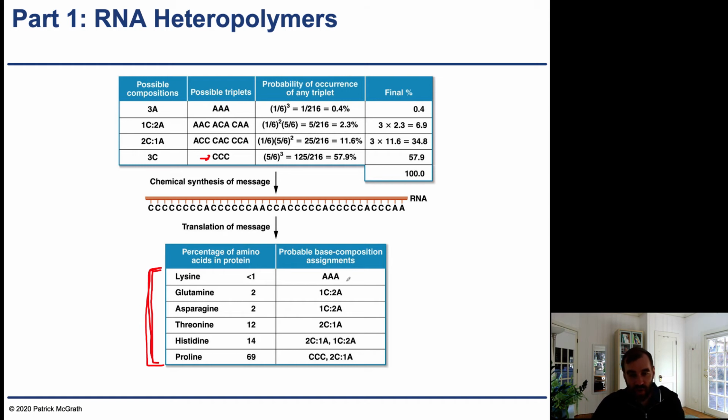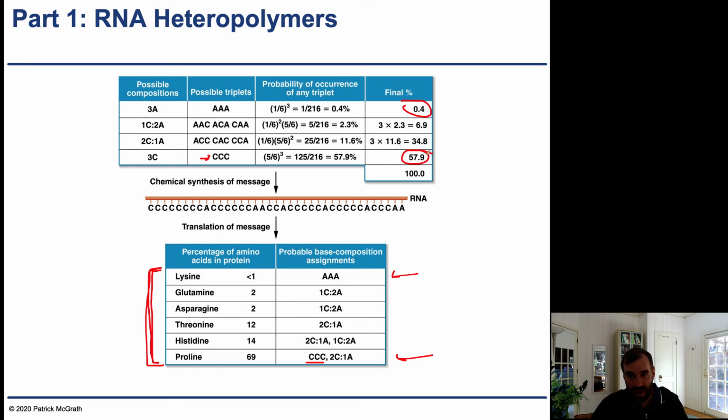So we already knew from the homopolymers that AAA produces lysine, and we expect to see a very small amount of that, 0.4%, and that looks good. We also knew from the homopolymer work that CCC produces proline, and so we would expect there to be at least 57.9% proline. And so for proline, there was actually 69%. How do you interpret that? Well, you interpret that as we know CCC is one of the codons that can produce a proline, but there also must be another one as well.